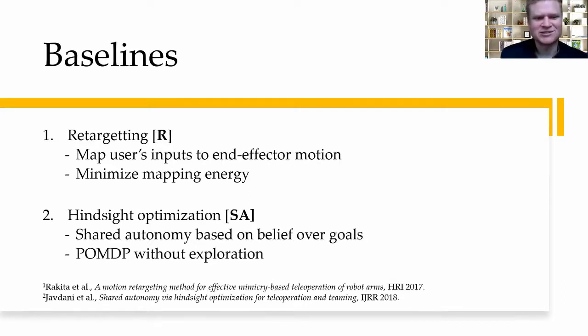The second baseline I want to mention is hindsight optimization, which is a state-of-the-art approach towards shared autonomy. Here, the robot maintains a belief over the discrete goals, the different objects it might want to reach, and it uses essentially a planning problem to determine what actions it should take given that current belief.